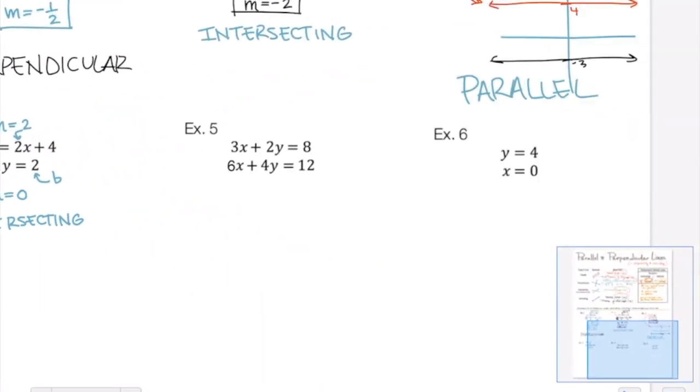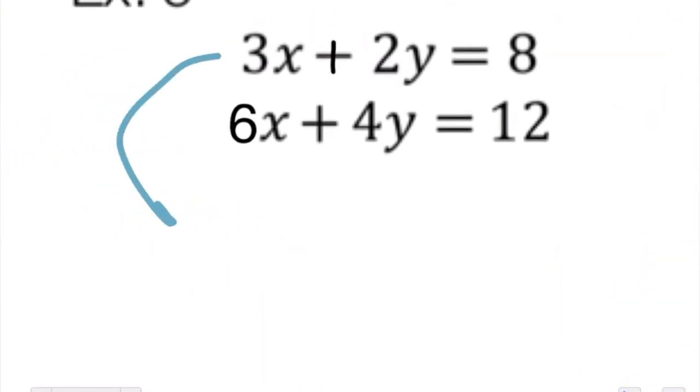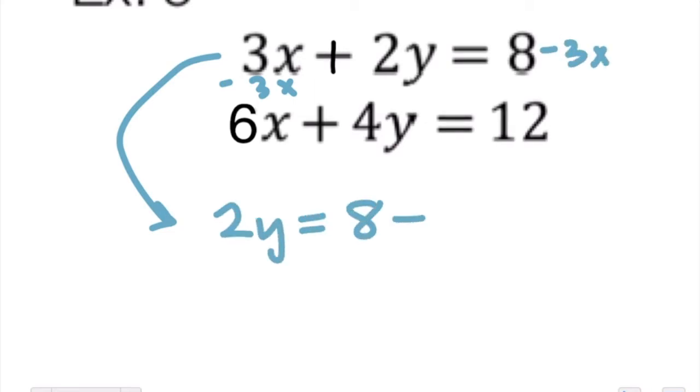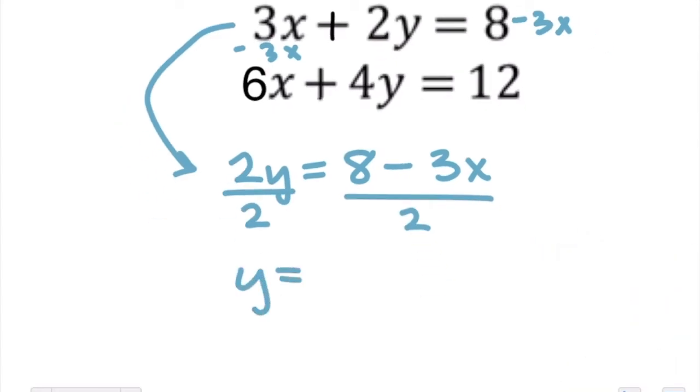All right, next example. Both of these are in standard form. So what we need to do is convert both of them so that we can see their slopes. So first thing is I'm going to subtract 3x from both sides here. And I'll end up with 2y is equal to 8 minus 3x. Now we're dividing both sides by 2. Remember, you've got to divide both the 8 and the negative 3 by 2.